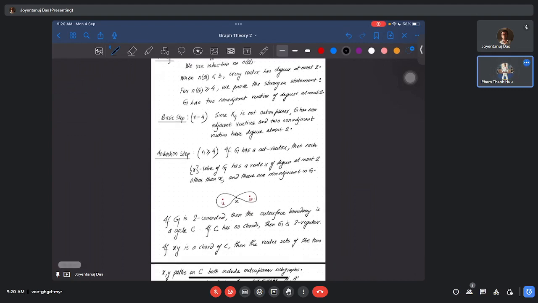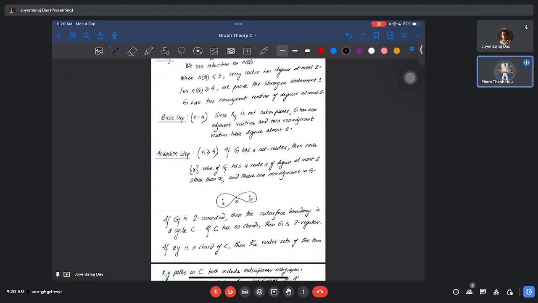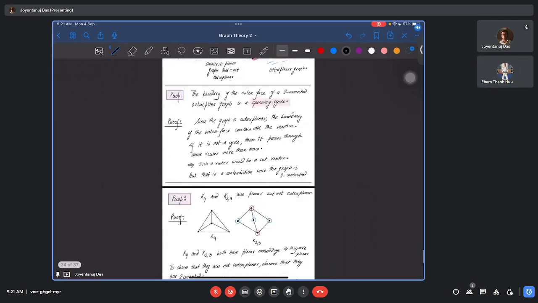And the opposite is G does not have a cut vertex. Right, two cases. One, G has a cut vertex, and the second one, it does not have a cut vertex. Then G has to be two-connected. Two-connected, the previous proposition is right. Yes, two-connected will use the previous proposition. Two-connected is this one.